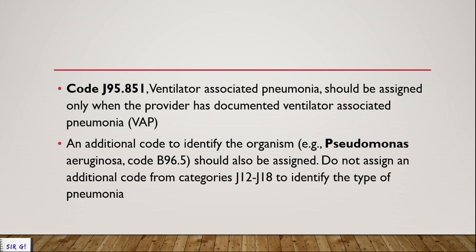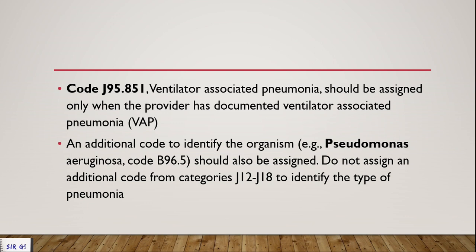Do not assign an additional code from J12 to J18, because that is the category for pneumonia of different types, normal pneumonia, and other causes. Unlike with J95.851, where we are very specific that it should be ventilator-associated pneumonia, you don't need to use J12 to J18.